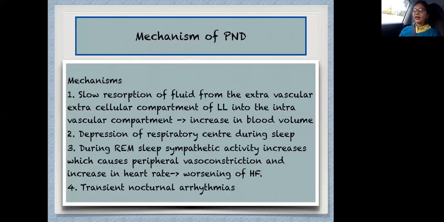paroxysmal nocturnal dyspnea. Fluid resorption is also there in PND, but this late PND, which occurs late after lying down, is due to resorption from the extracellular compartment, not from the intravascular compartment.